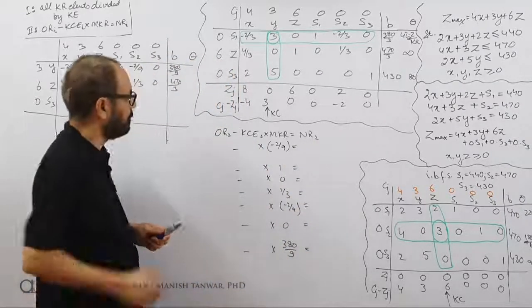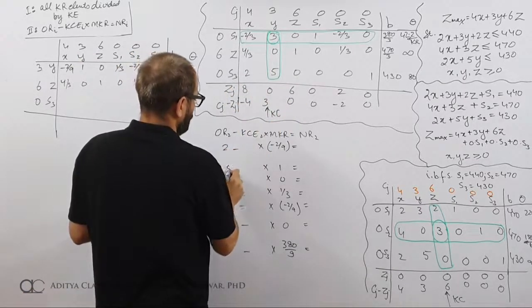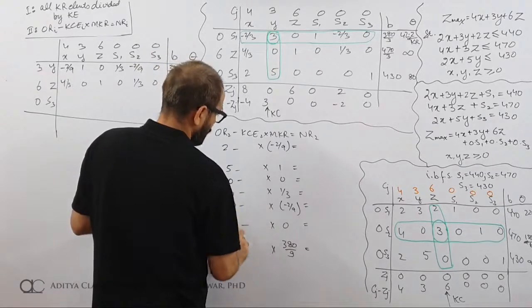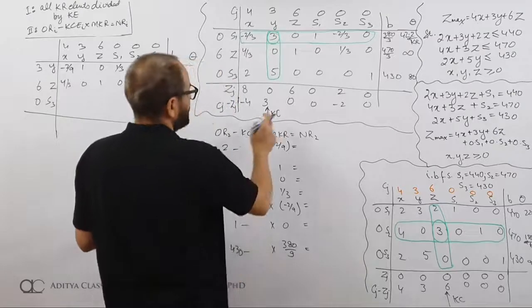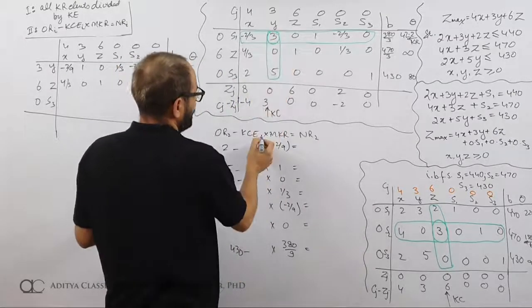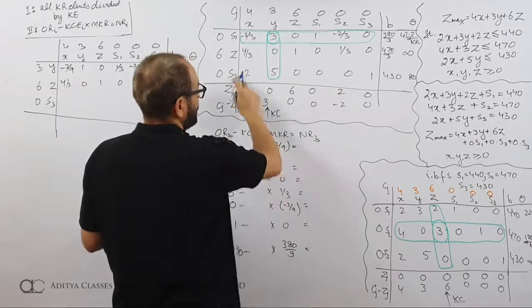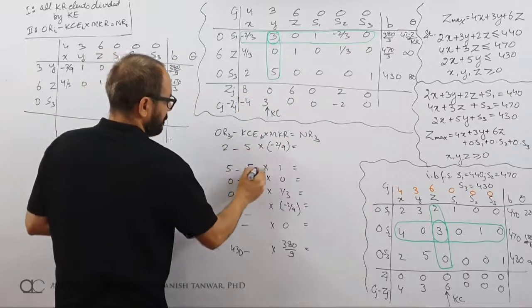for the third row, we have 2, 5, 0, 0, 1, 1, 2, 3, 0, 0, 1 and the last one is 430. Minus the key column element. Key column, sorry, we are talking of the third row. It is the third row, so key column element 3. It will be 5, 5.